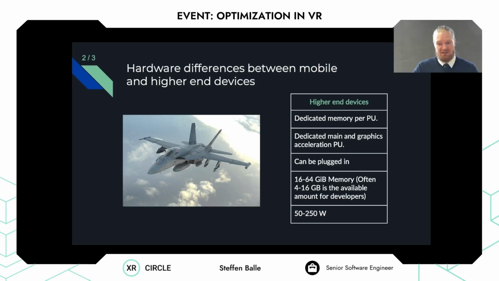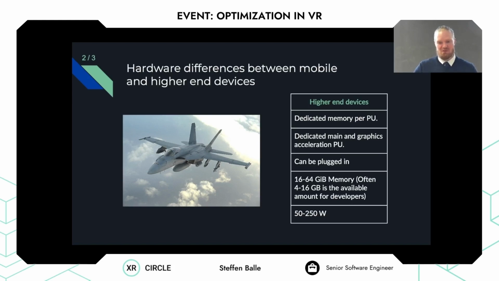Higher-end devices also have a dedicated memory per processing unit. That means even if you have a graphics acceleration processing unit, a GPU, it has its own memory, which is structured in a way so that all the stuff that has to be drawn to screen is much faster. It's usually also plugged in, so you have no problem with the power consumption, and you have a lot more memory to build your apps on.